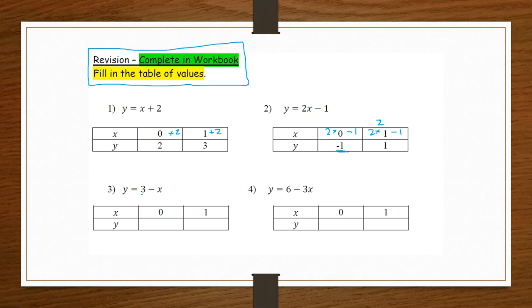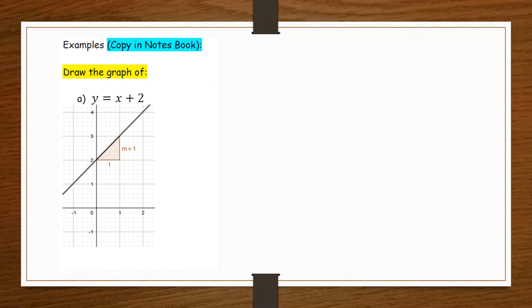For question 3, 3 minus x, we have 3 take away 0 for this one, 3 take away 1, which gives us 3 take away 0 is 3, 3 minus 1 is 2. For this kind of situation, we have 6 minus 3 times 0, and 6 minus 3 times 1. So we get 6 and 3. Hopefully that didn't cause too many problems. Let's look at the work today.